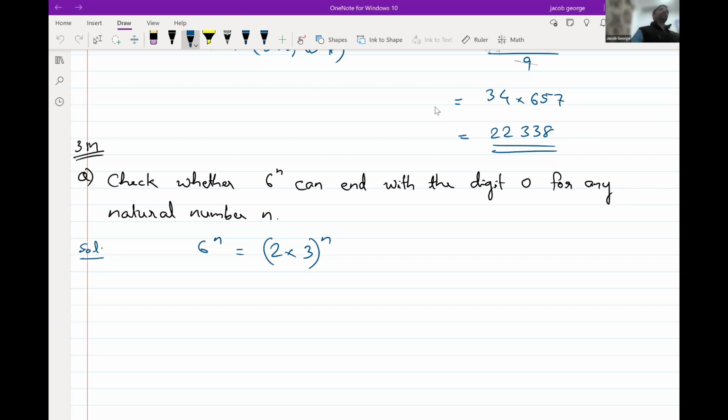That means we have to check whether both 2 and 5 are there in the factorization. Here there is only 2. 5 is not there. Are you getting? Multiples of 10 we have to get. That means 2 primes must be there, must be 2 and 5. Any extra prime can be there, that is not a problem. But here only 2 is there. So can it end with the digit 0? No. So this one I will write in the next line.